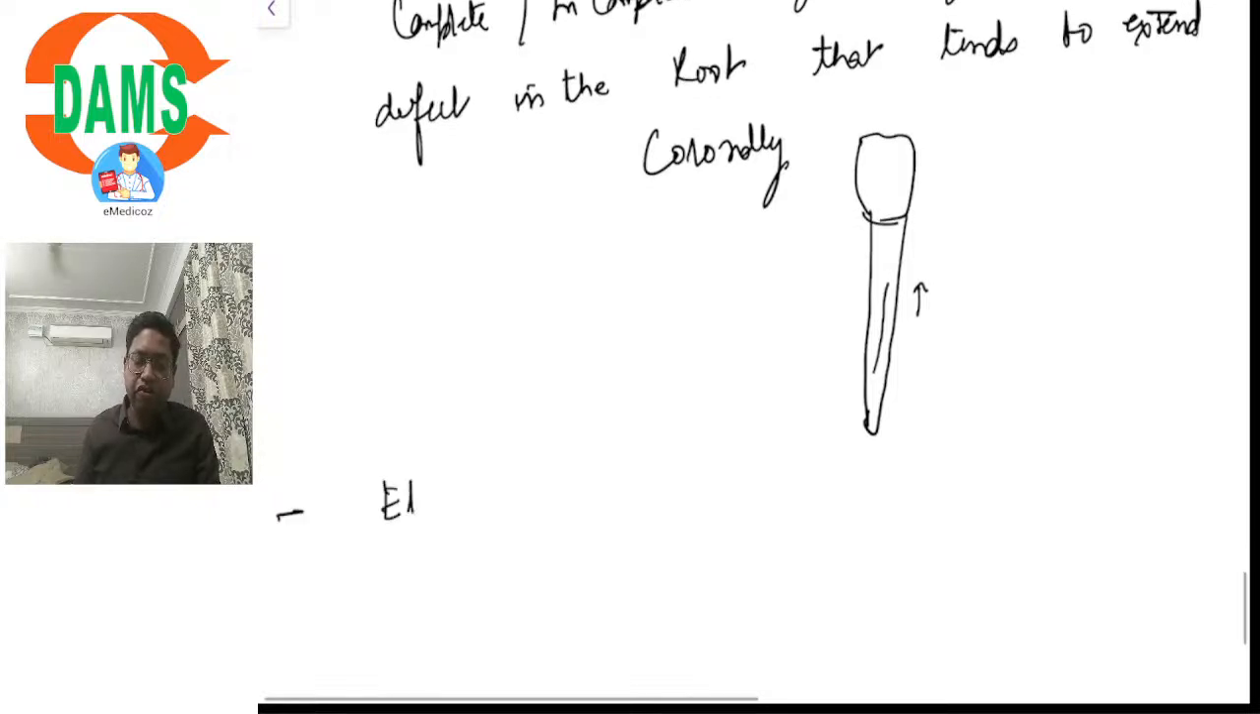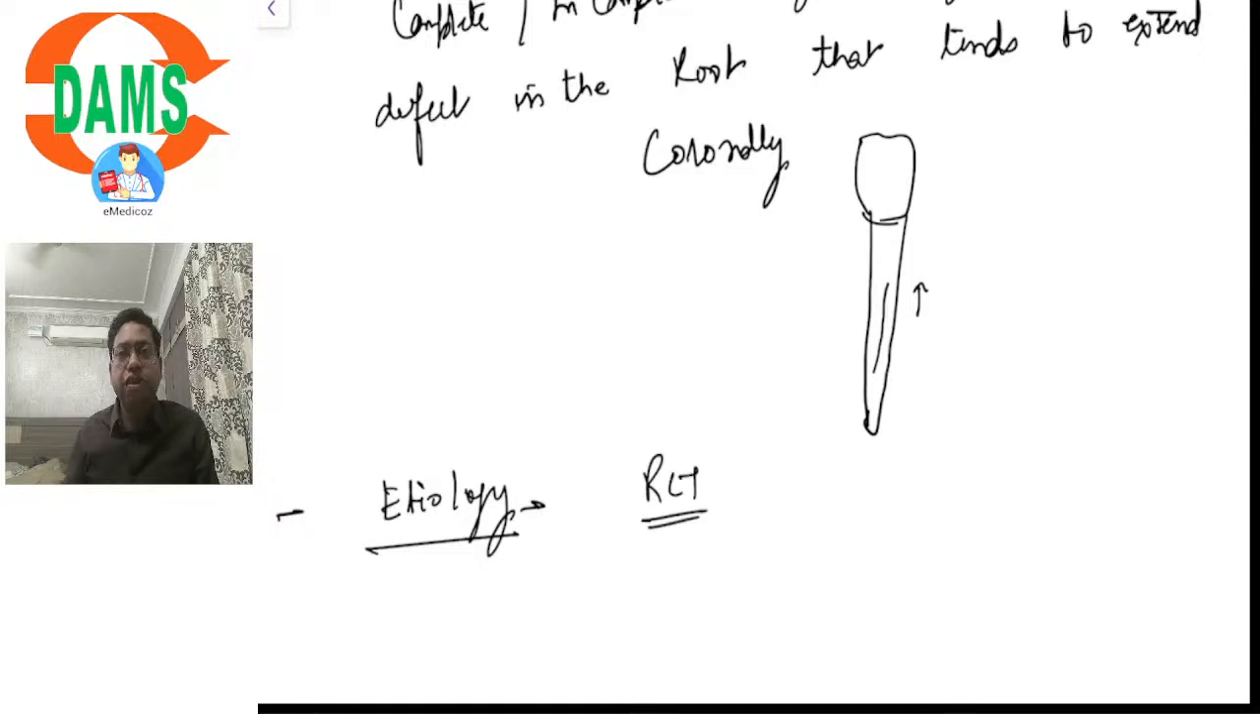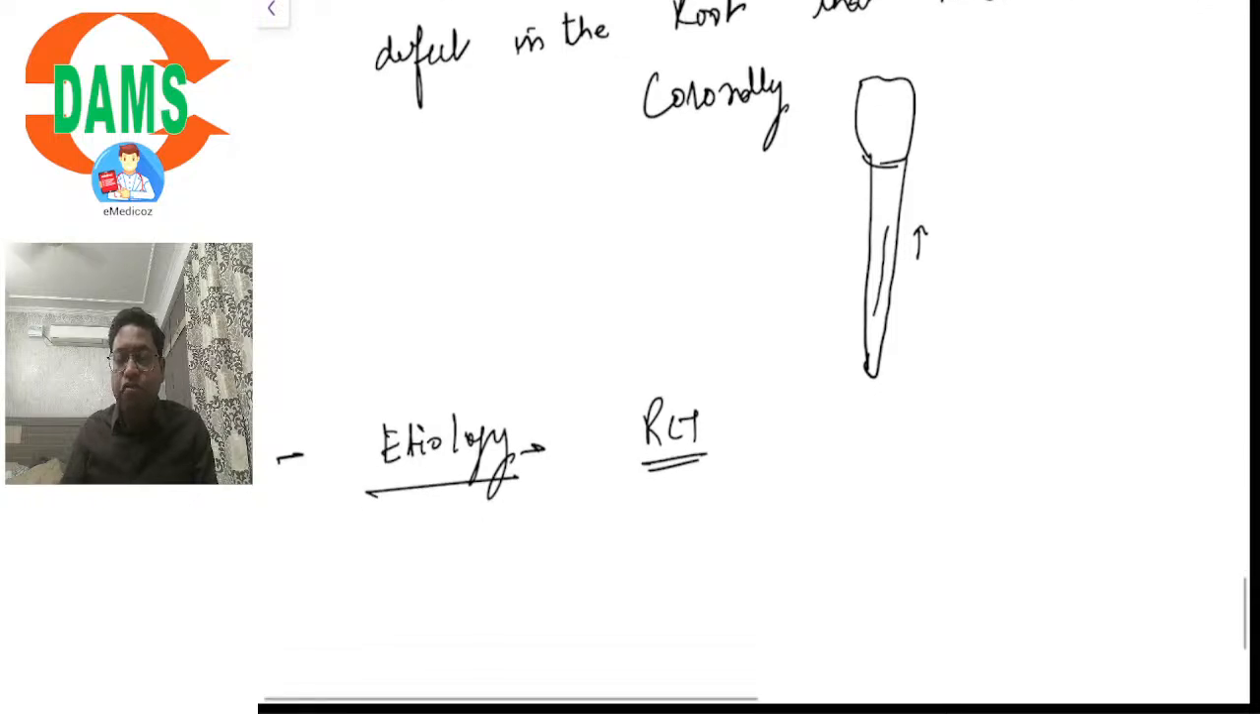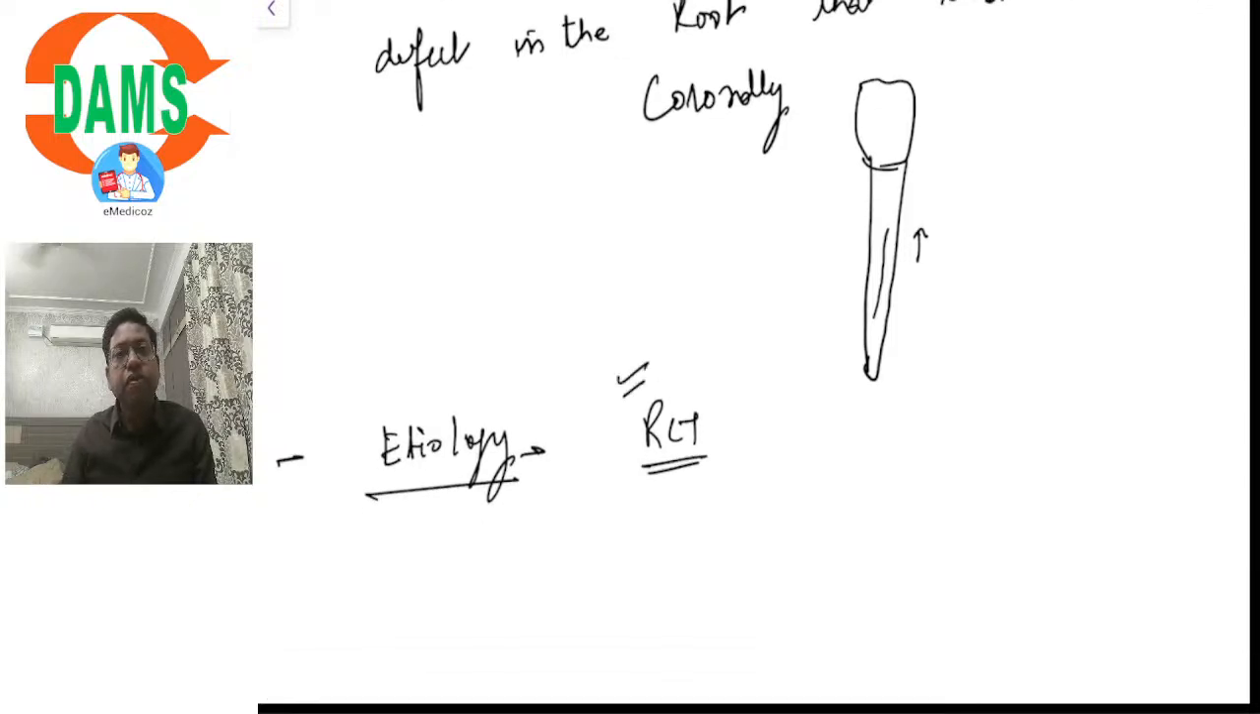If we talk about etiology of vertical root fractures, then root canal treatment is the most common etiology. A tooth that has been treated endodontically, because we do root canal preparation, enlargement of the root canal is done, it compromises the dentine support of the root. So RCT is the most common etiology of vertical root fractures. It also occurs in non-RCT treated teeth.